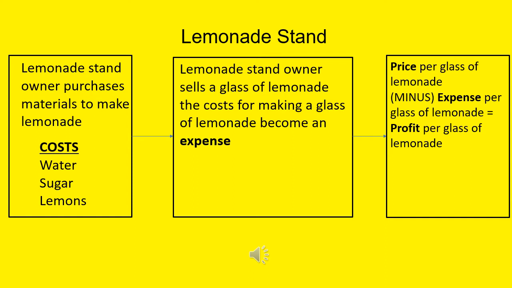When we actually go and sell the glass of lemonade, the cost of the water, the sugar, and the lemons become an expense. If we take the price per glass of lemonade that we're selling, subtract the expense per glass of lemonade, we come up with our profit for each glass of lemonade that we're selling. Figuring out the cost of what we're selling and then comparing it to the price per unit is one of the most basic concepts of managerial accounting. We're going to talk more about that later in the semester when we talk about cost of goods sold.